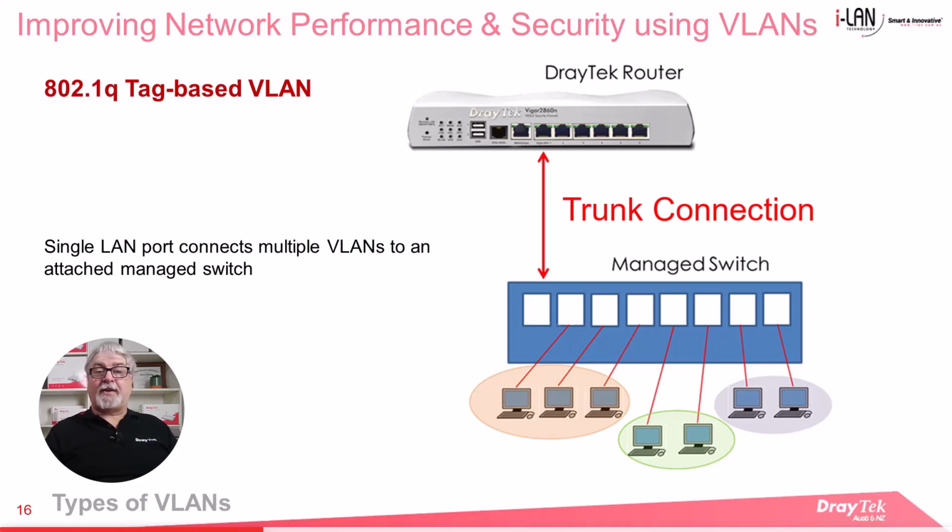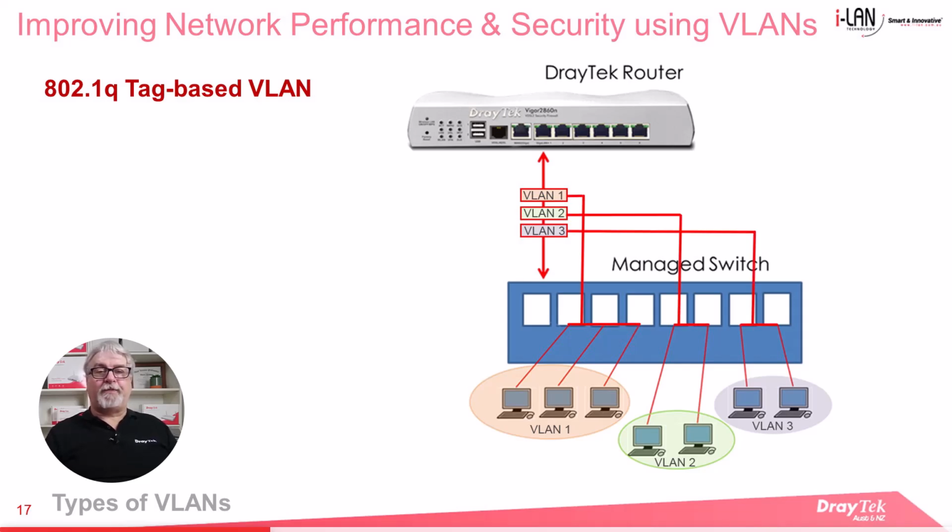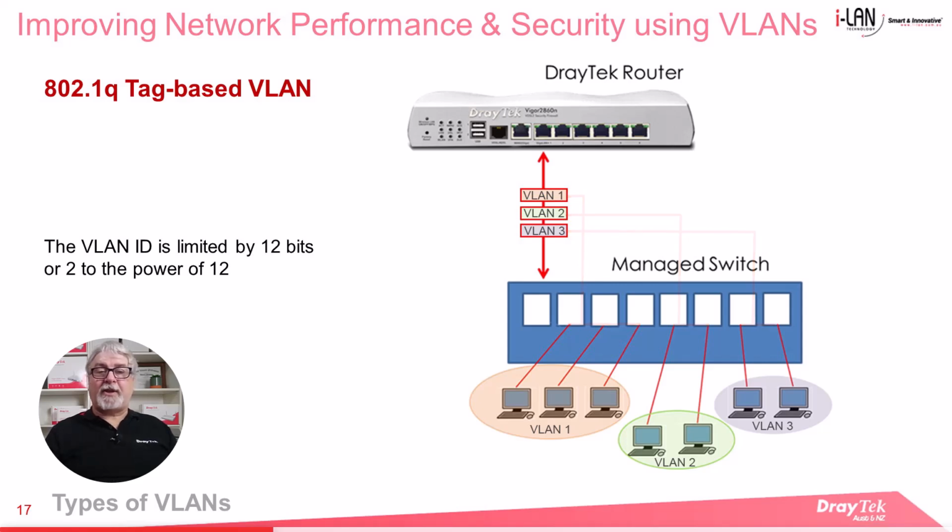So if the VLANs aren't tied to any particular ports on the router, then how do we do it? We use VLAN IDs or tags in the router configuration, which the switch then picks up and assigns to its ports. The VLAN ID is limited by 12 bits, or 2 to the power of 12, which gives a maximum number of 4096. However, the actual number of VLANs that can be configured will be limited by the router or switch model and would usually be between 2 and 50 VLANs.